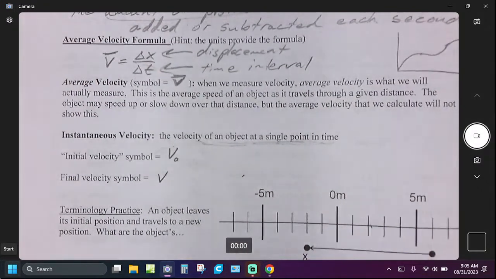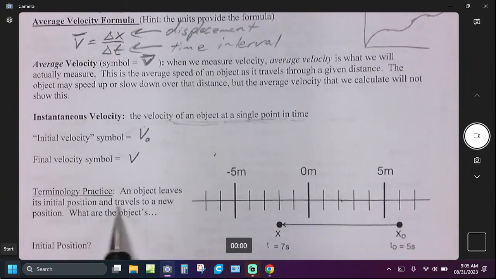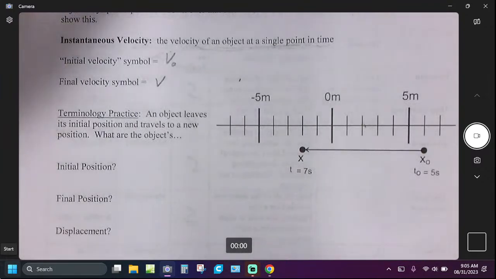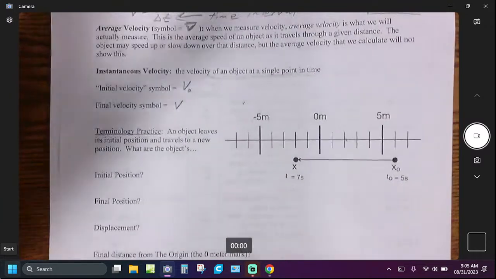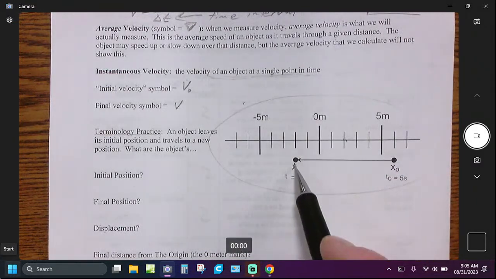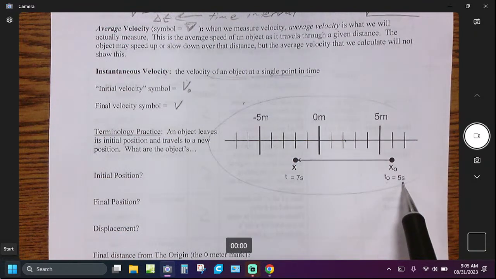So a little bit of practice. An object leaves its initial position and travels to a new position. What are the object's initial position, final position, displacement, and so on? So looking at this number line over here, here's x, here's x0, here's t equals 7 seconds, here's t0 equals 5 seconds.